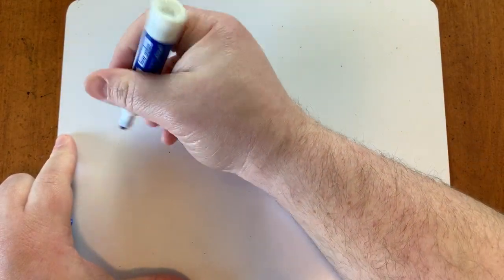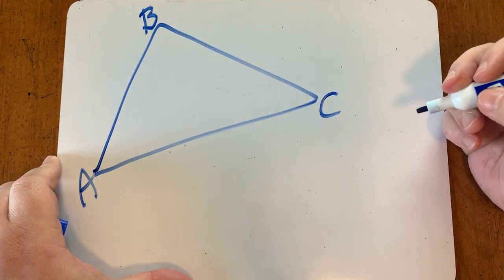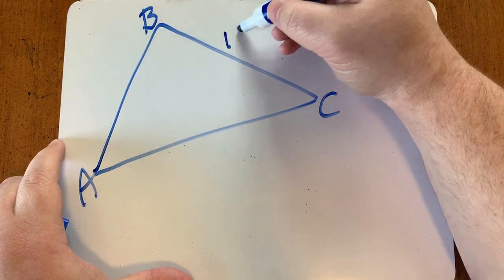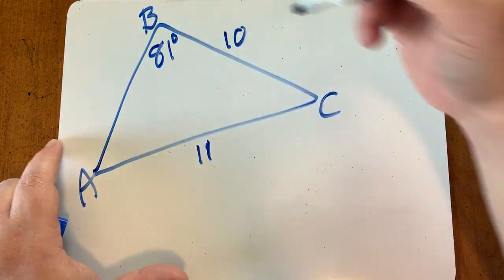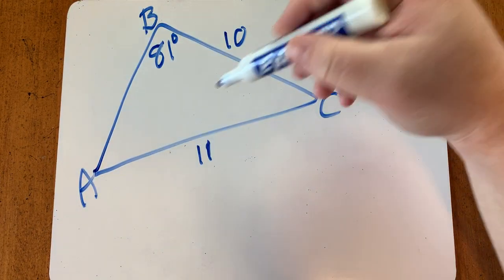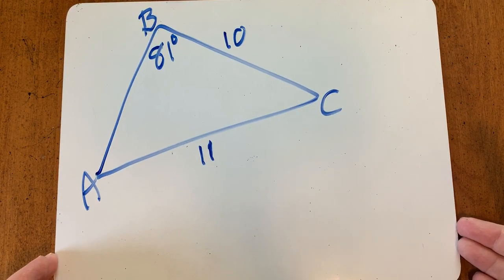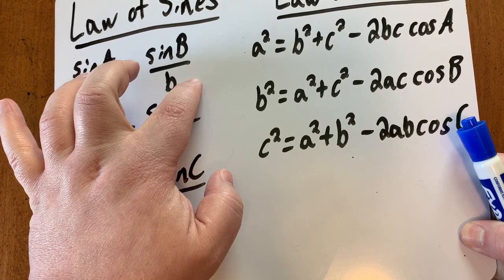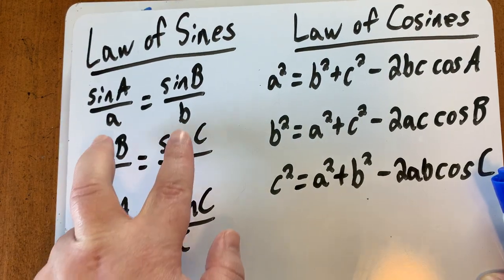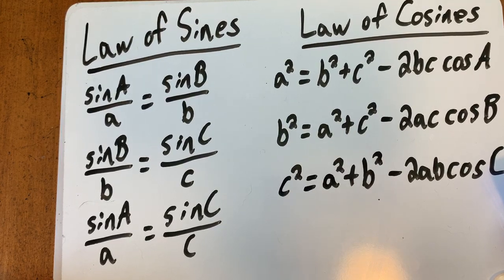So we have our triangle ABC. And let's say our two sides are, we'll do the same, A and B, 10 and 11. And we'll make this 81 degrees. So we have two sides and the angle is in between. So the two sides that we have are sides A and B. And the angle that we know is angle B. So we know three things in this first equation, so we will be able to solve for that fourth one.